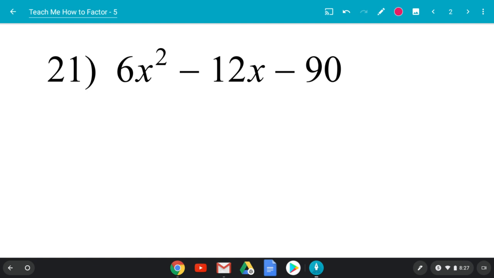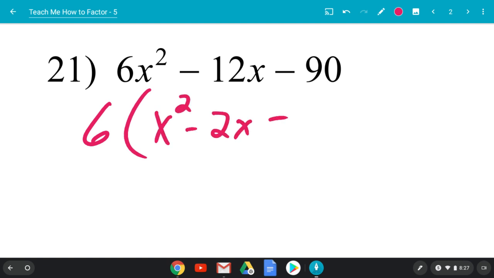All right, Althea, what's the first question? Does it have any perfect squares? No, no perfect squares, so not special. Is there a GCF? Yes. What can I pull out? 6 x squared minus 2x minus 15. Everybody okay with that?